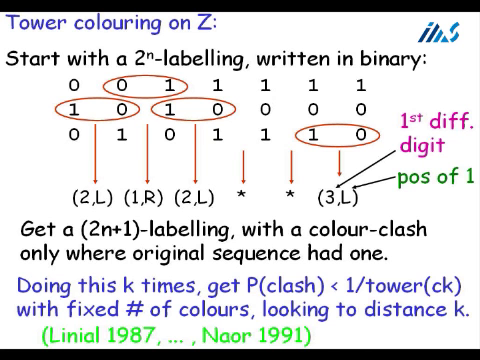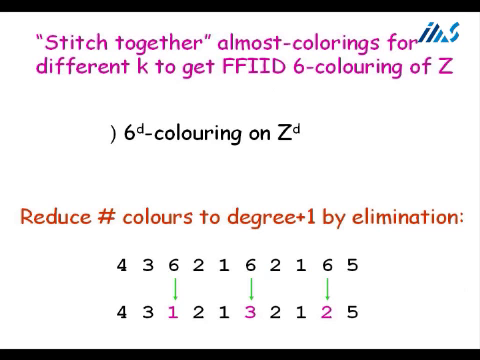And to do this on Z, you need to do a little bit of patching to fix things up because you're going to have some color clashes to begin with. And so this would give a 6 coloring of Z, which you can then convert into a 3 coloring of Z by this process of color elimination shown here. So what's shown here is that we take the largest color, 6, and all the 6s get recolored by the smallest color that's legal. And then repeat that with 5s and then the 4s. And then that will give a 3 coloring.